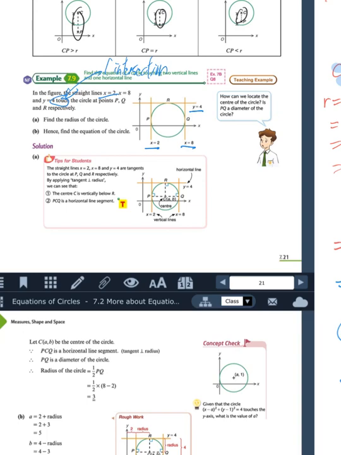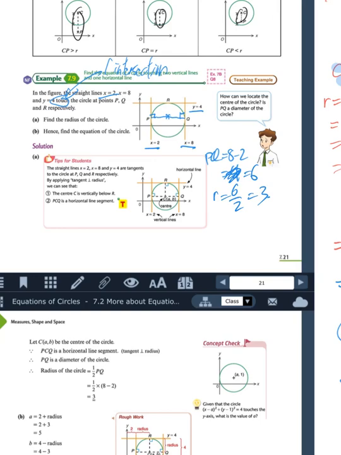Part A asks you to find the radius of the circle. Since x equals 2, x equals 8, y equals 4 are tangent to the circle, by the property of tangent, we know that the tangent is perpendicular to the radius. Therefore, PQ will be the diameter of the circle. The length of PQ is 8 minus 2 equals 4. Sorry, it should not be 4, it should be 6. Therefore the diameter equals 6, then the radius will be 6/2 equals 3. Then we have the length of the radius.